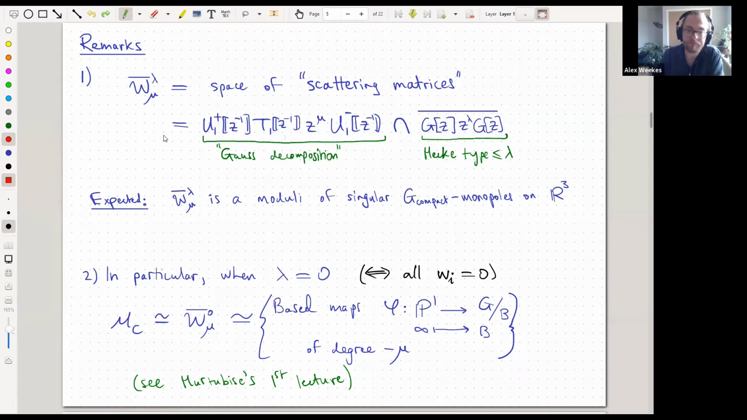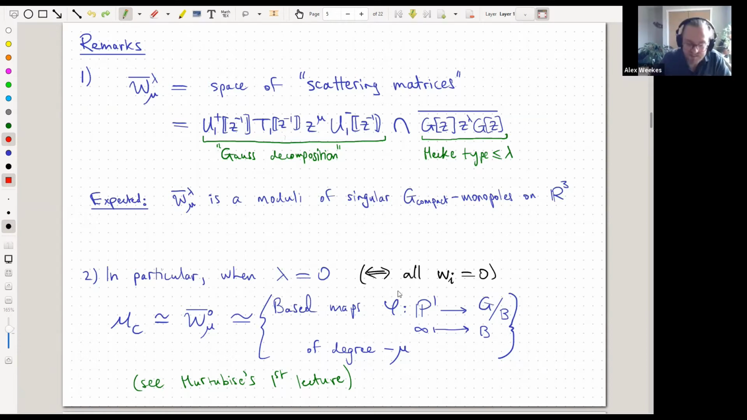Then in that case, there's another way to write this variety, namely W0 mu, but this is really based maps, algebraic or holomorphic maps, from P1 into the flag variety of this type. And they're based in that they send infinity to some fixed point, let's just say B. So they fix a particular Borel, plus the requirement that this map has a particular degree. Degree has to do with when you pull back line bundles, what are the degrees of those line bundles on P1. So that's encoded by mu, which is to say the V's.